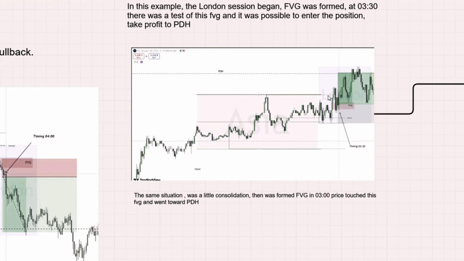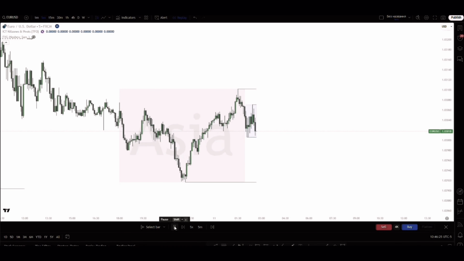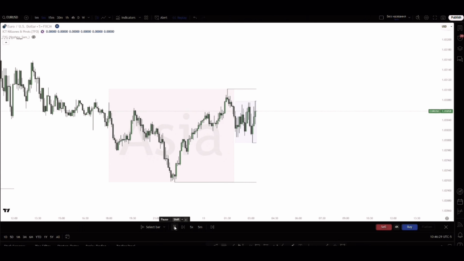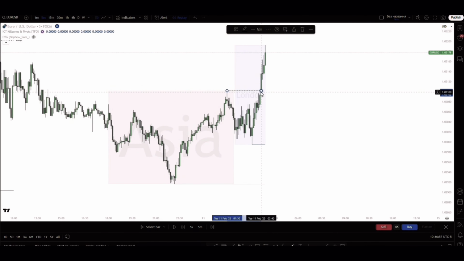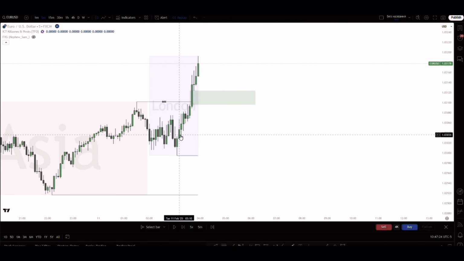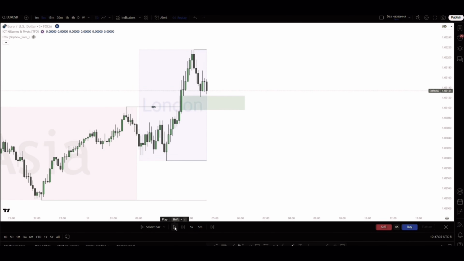And now let me show you real-time examples. Let's pay attention to this example. Now the price is inside the Asian range, and after a while the price broke the Asian high and formed a breakout structure. And now my task is to open a position from the fair value gap and open a position by timing. Price is filling this gap and now it's 4 AM 40 minutes.